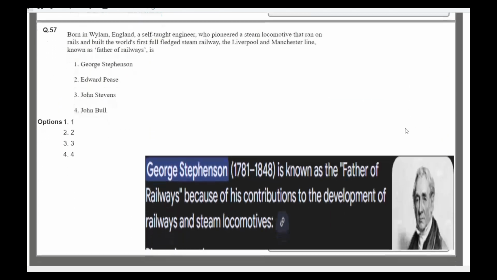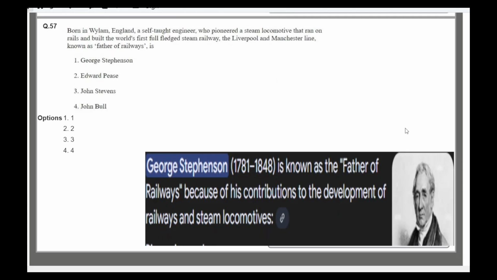So question number seven, it was asked very simply: who is the father of railway? So George Stephenson. He was known as the father of railway.